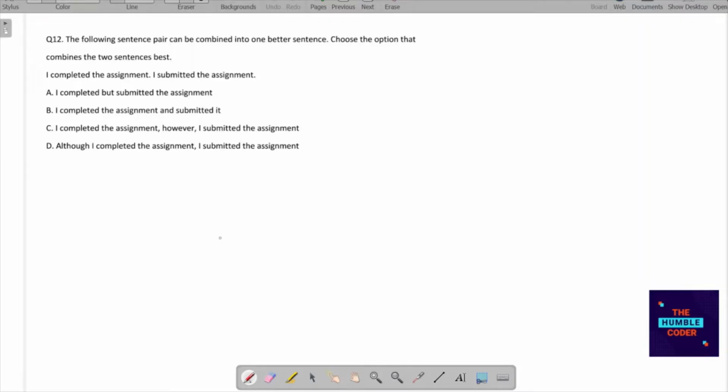Let's read the options now. I completed but submitted the assignment. Doesn't seem to be a good answer. I completed the assignment and submitted it. Yes, this seems to be correct. Let's read further. I completed the assignment. However, I submitted the assignment. No. Although I completed the assignment, I submitted the assignment. Again, not a perfect fit. So among all the 4 answer options, option B is the correct one. So the answer for this will be option B.